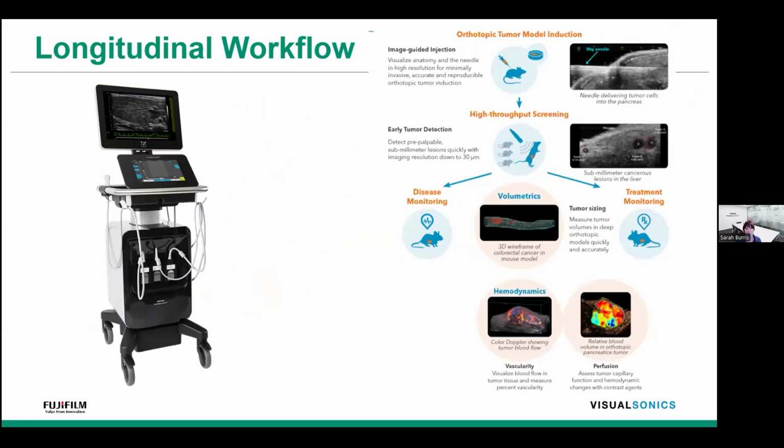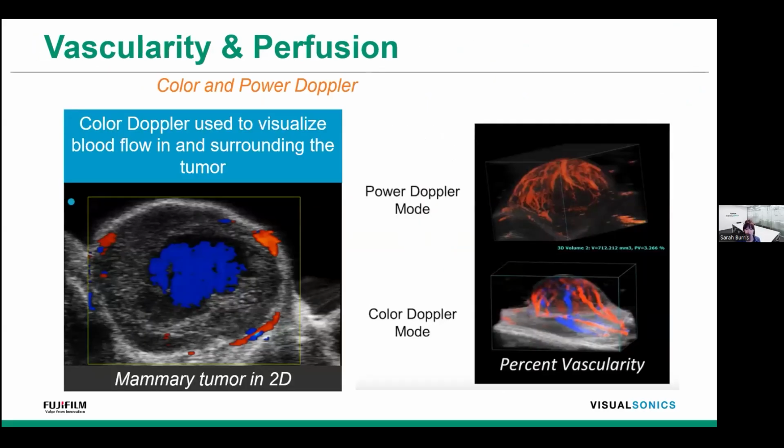Now, depending upon the modes that you have on your customized system, you can also assess hemodynamics of the tumors. This is accomplished through things like color Doppler and power Doppler. Now, these modes give us valuable information about the velocity and direction of blood flow in 2D.